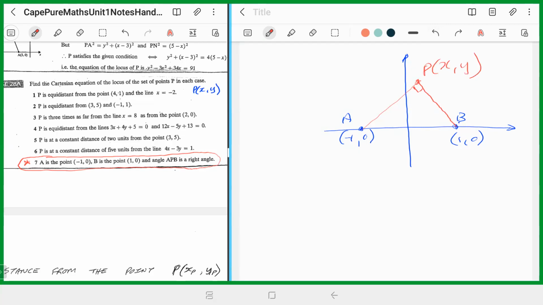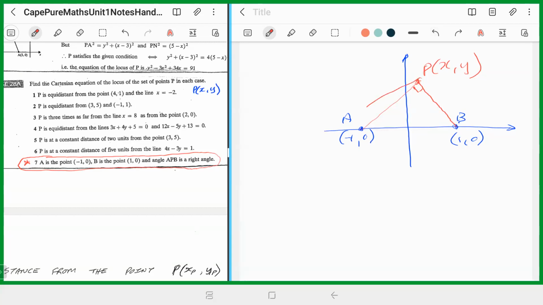You know what this is? This is like a diameter. Angle subtended by a diameter at the circumference is 90 degrees. So it's going to be a circle like this, where AB is a diameter. That's what it's going to be. I look at it, I see it. We can work it out.